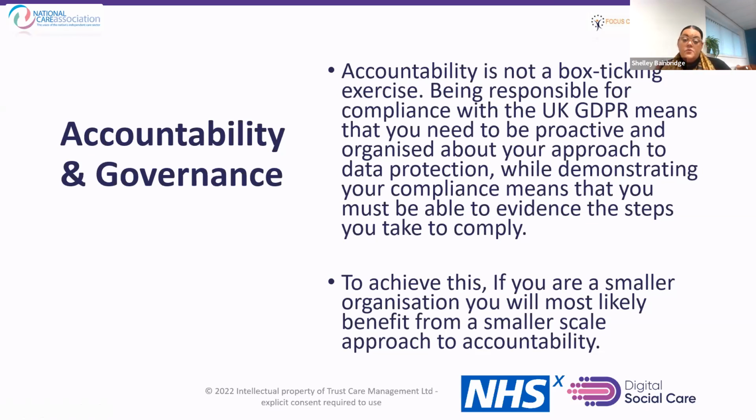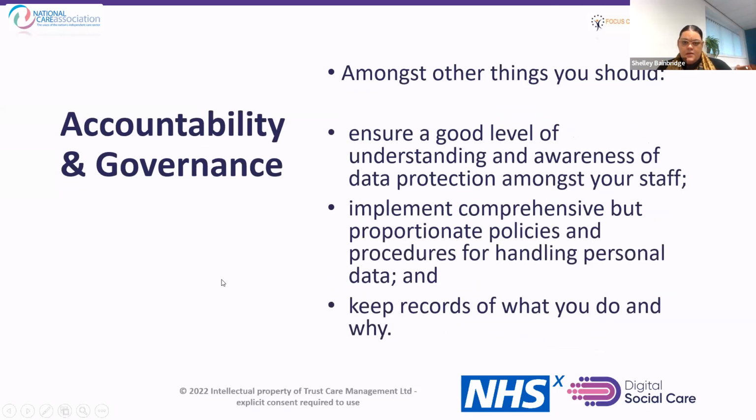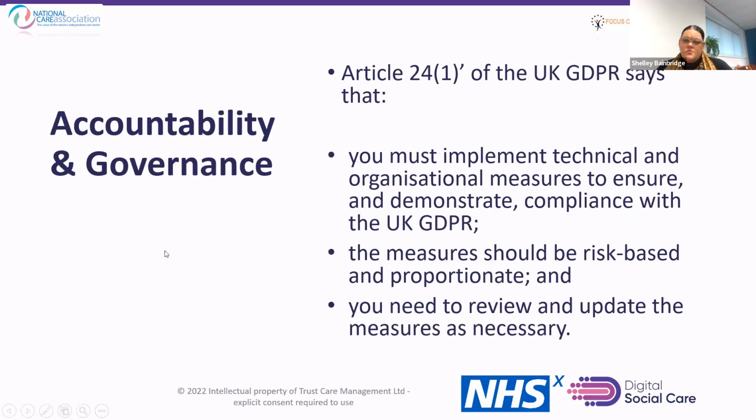To achieve this, if you are a small organisation, you will most likely benefit from a smaller scale approach to accountability. Amongst other things, you should ensure a good level of understanding and awareness of data protection amongst your staff, implement comprehensive but proportionate policies and procedures for handling personal data, and keep records of what you do and why you do them. Article 24.1 of the UK GDPR says that you must implement technical and organisational measures to ensure and demonstrate compliance with the UK GDPR. The measures should be risk-based and proportionate, and you need to review and update the measures as necessary.